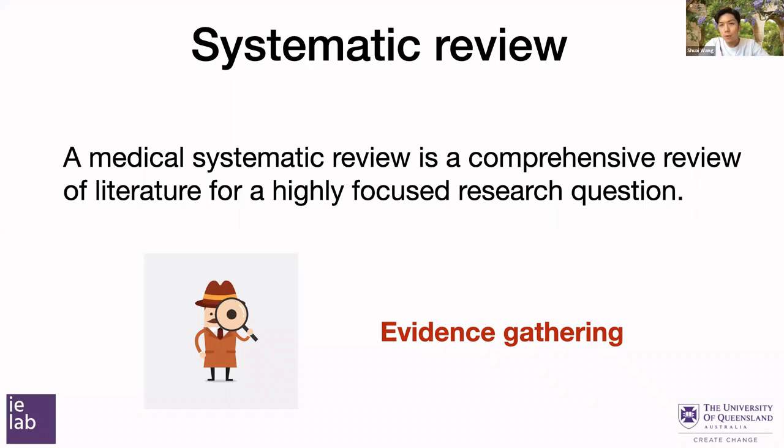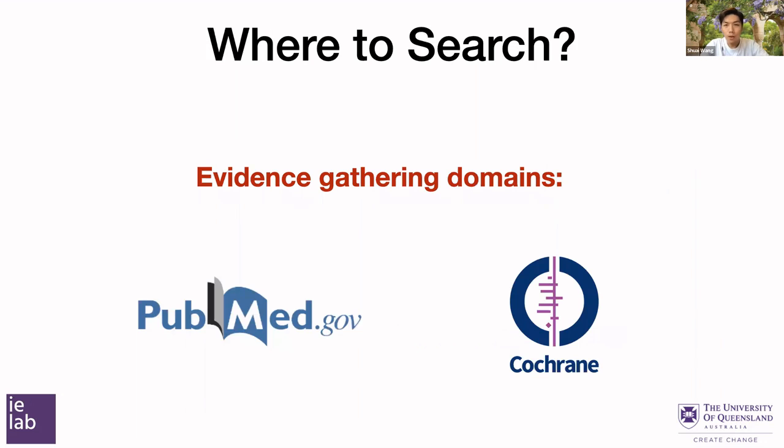A systematic review is a comprehensive review of the literature for highly focused research questions, and is very common in medical research. These reviews are evidence-based, and evidence gathering is the key aspect in the review process because enough evidence needs to be gathered to reliably support or refute the hypothesis. When it comes to evidence gathering, searching information sources databases is the most relied upon strategy. In the medical domain, these include major scientific publication repositories such as PubMed and Cochrane.